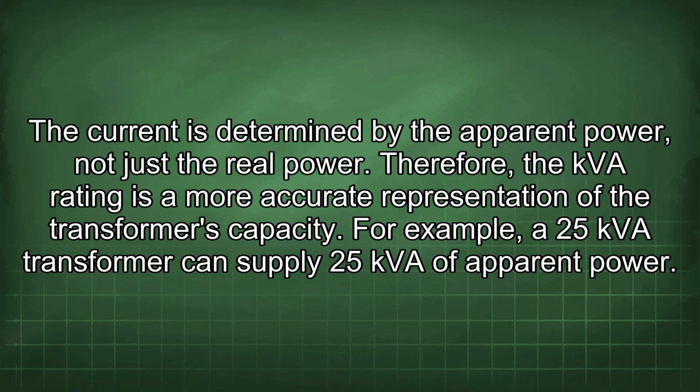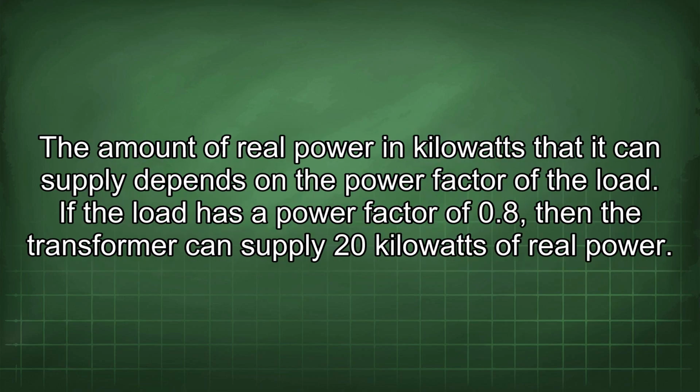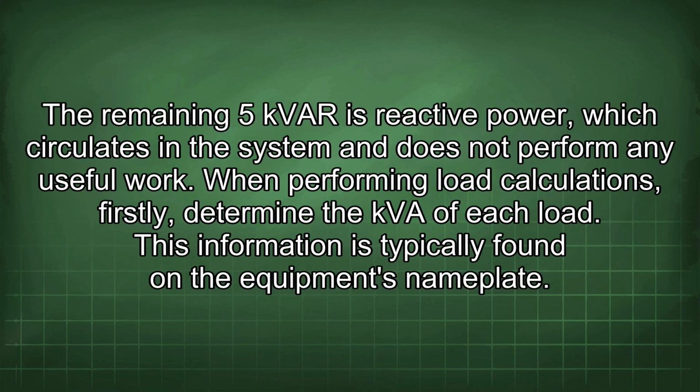For example, a 25 kVA transformer can supply 25 kVA of apparent power. The amount of real power in kilowatts that it can supply depends on the power factor of the load. If the load has a power factor of 0.8, then the transformer can supply 20 kilowatts of real power. The remaining 5 kVA is reactive power, which circulates in the system and does not perform any useful work.